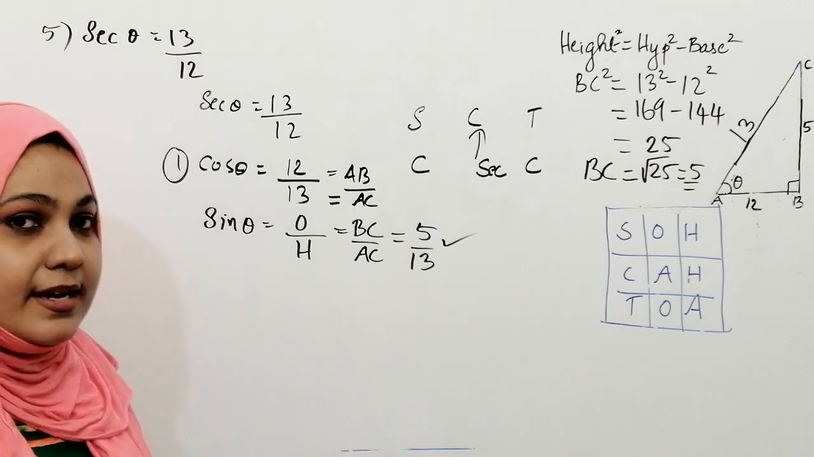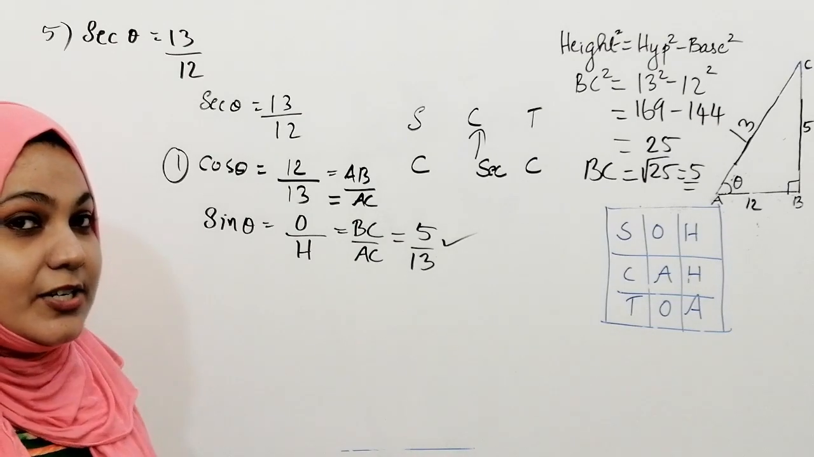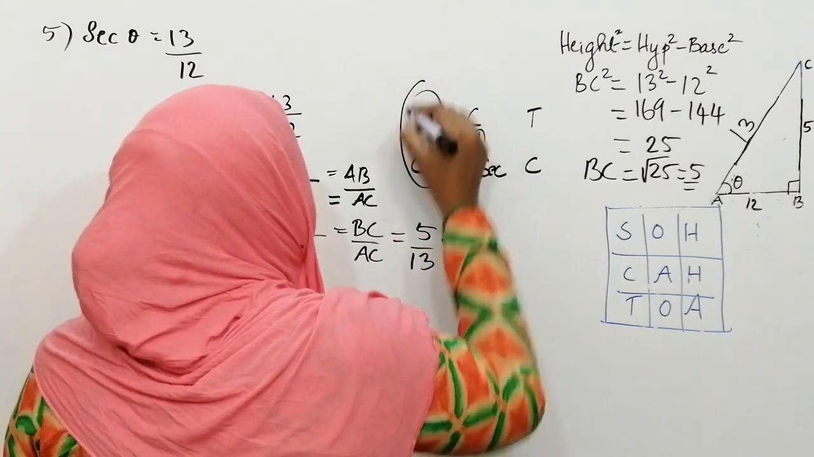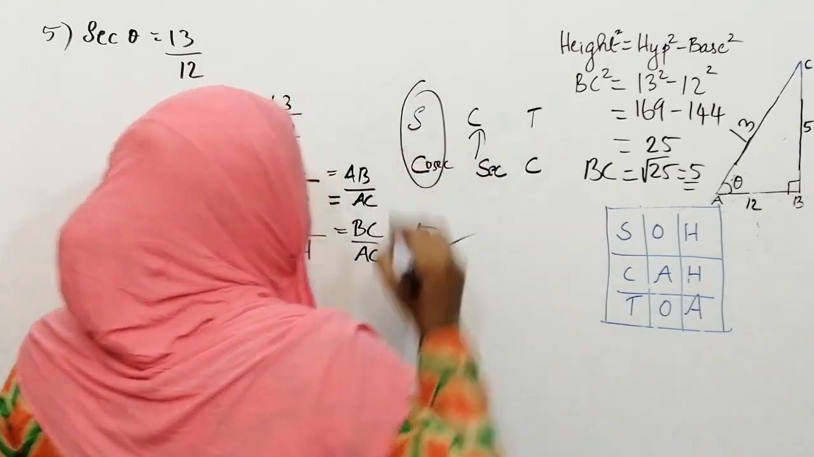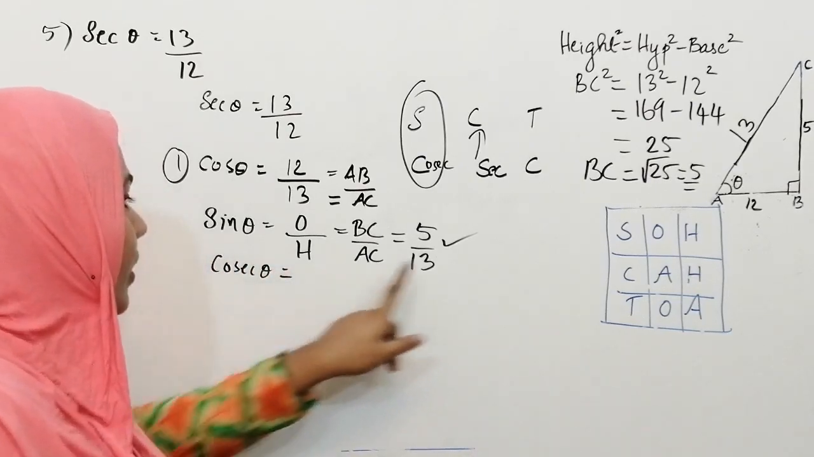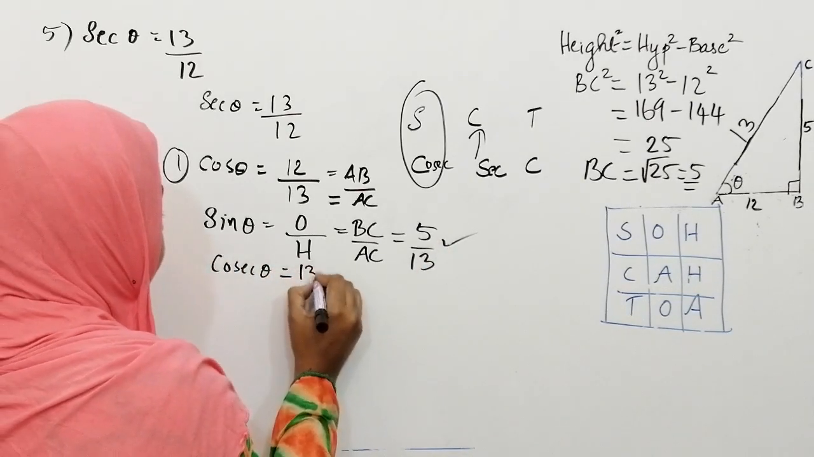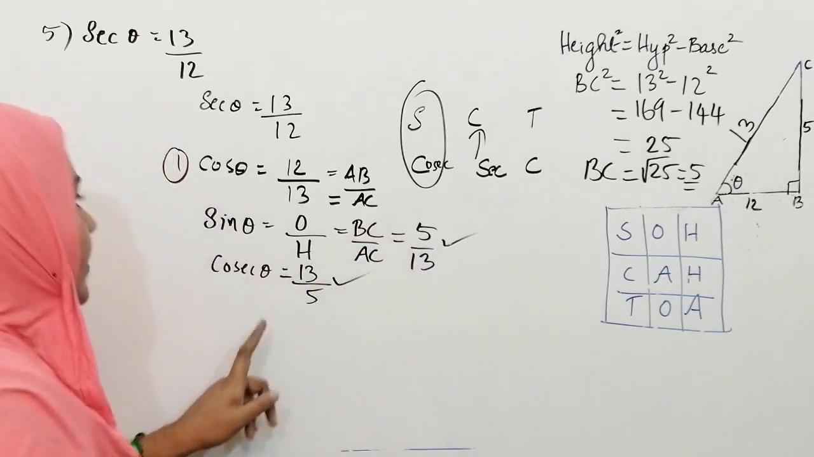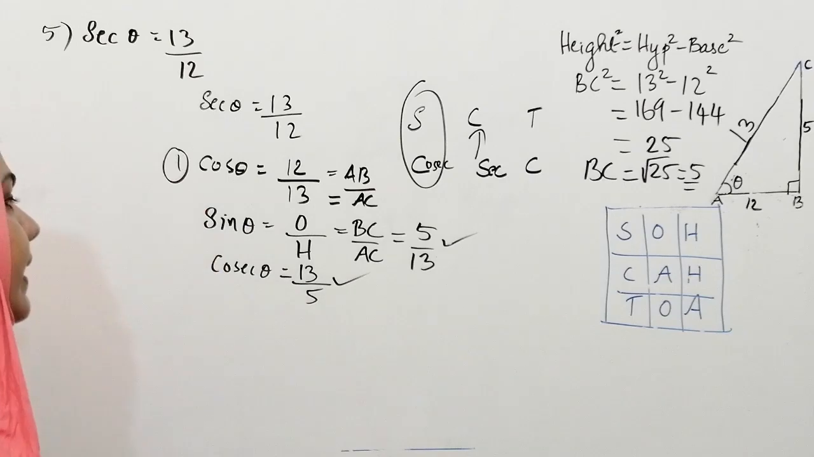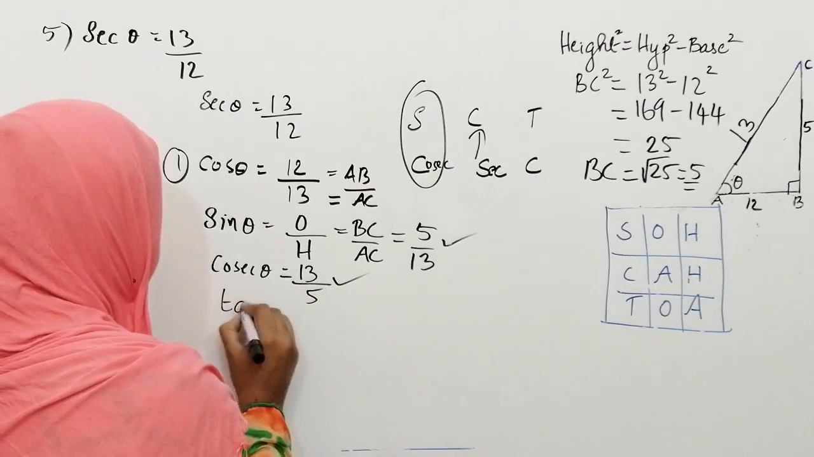From this you can find which trigonometric ratio? You know that the reciprocal of sine is cosec. So you can write here cosec theta is equal to the reciprocal of sine, that is 13 by 5. So now we found sine theta, cos theta and cosec theta. Now we can find tan theta.